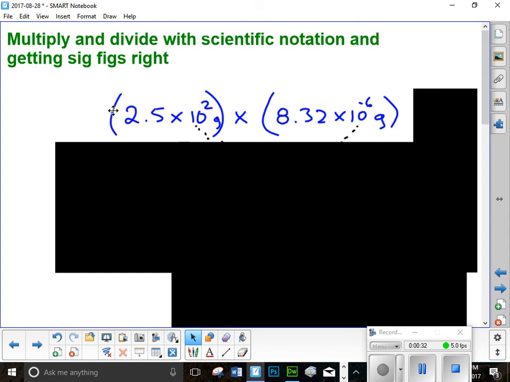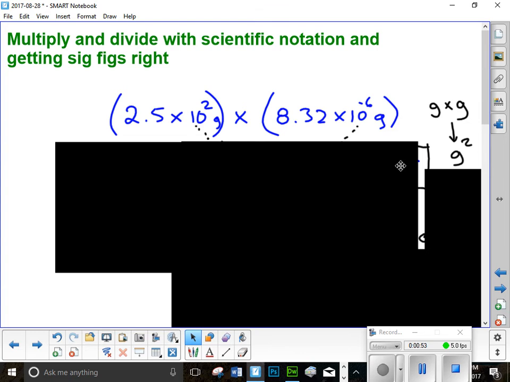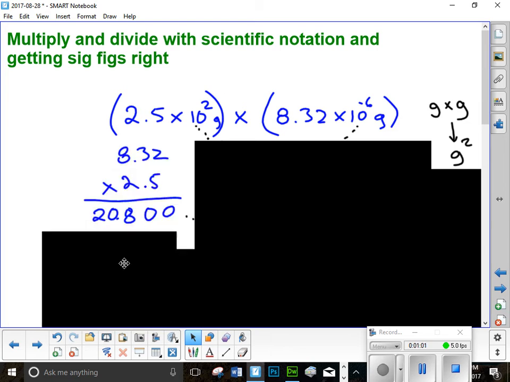Both of these are going to be multiplied by each other, and when we multiply across, everything multiplies by everything else. So let's do the first one. The easiest one is to get the grams. What's grams times grams? It's grams squared. So grams squared is part of our answer. Now we can do the coefficients, the 2.5 and the 8.32. When we multiply those and run them through our calculator, we're going to get 20.800.